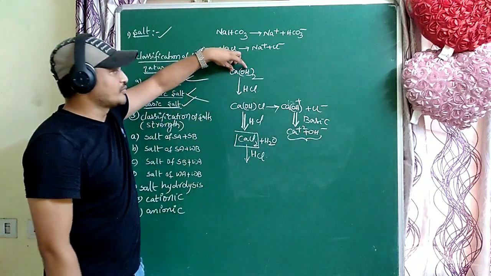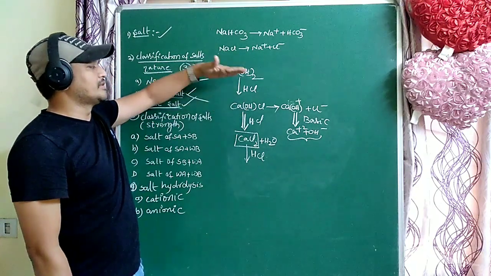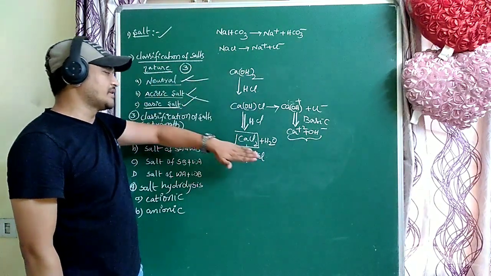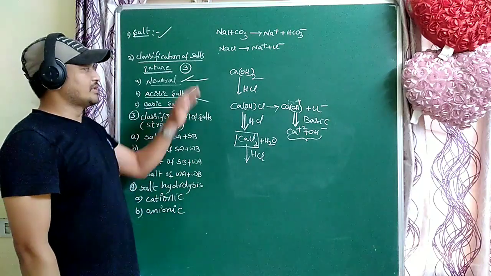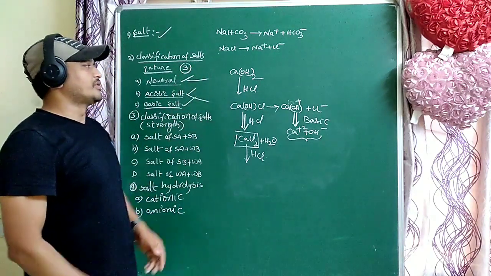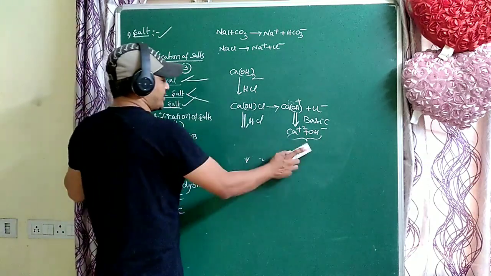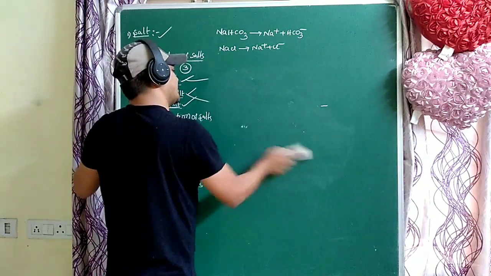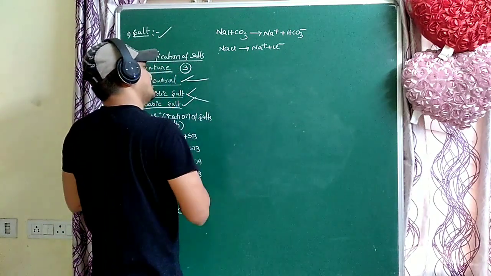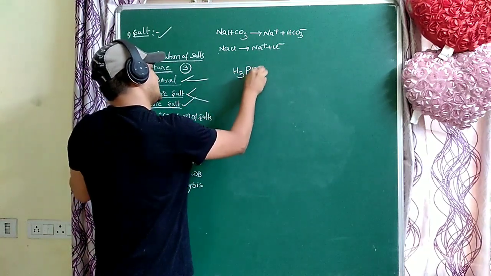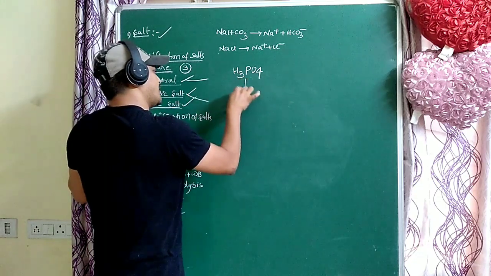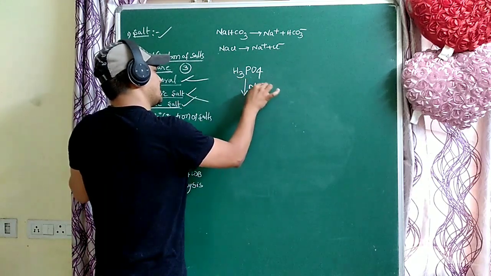Here acidity is 2, so it forms two salts. The first is a basic salt, and the last is a neutral salt. This type of salt is called a neutral salt. So the number of salts depends on basicity. For example, H3PO4 is a tribasic acid, so it can form three types of salts.